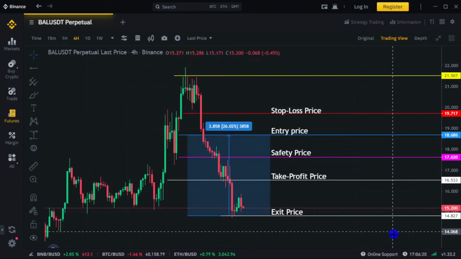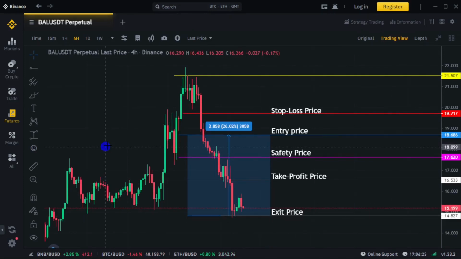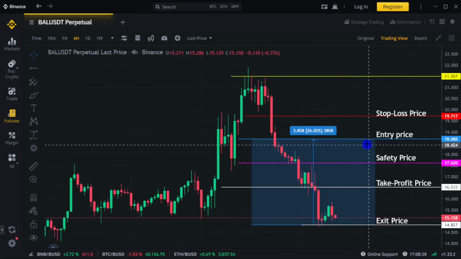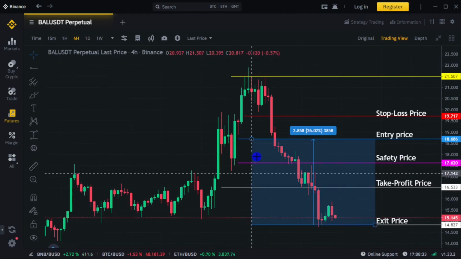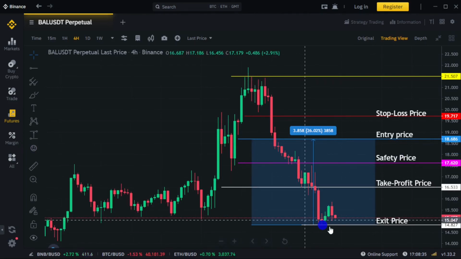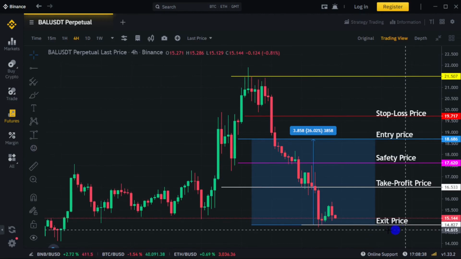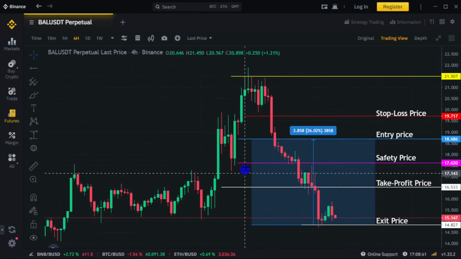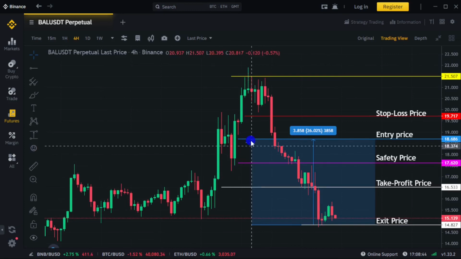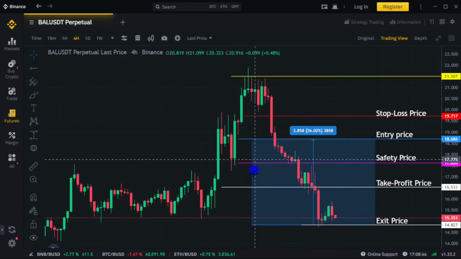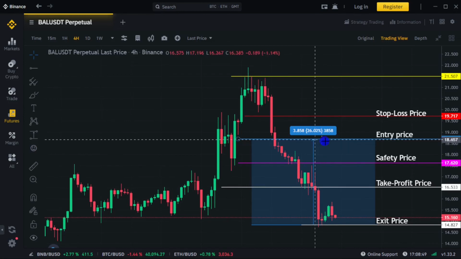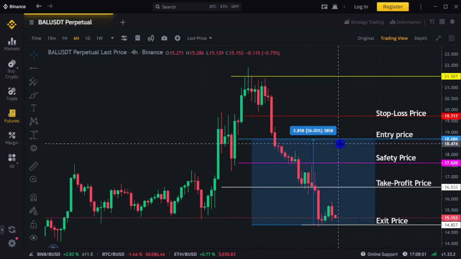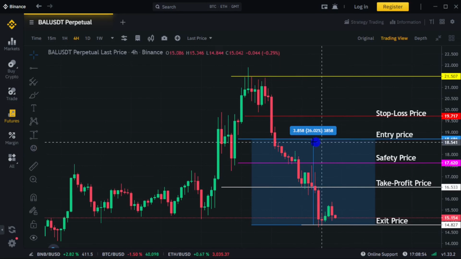Okay, let's check out how much money I made from this particular trade. Now place the price range tool on my entry price, which is $18,686, and drag it down to my exit price, which is $14,827. And that's exactly 26% profit. So as you can see on the candlestick price chart, my profit is approximately 26% of my trading capital. That means 26% of $1,000 will be approximately $260 worth of absolute profit.